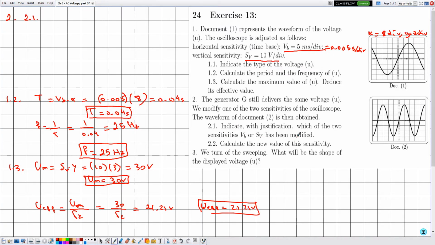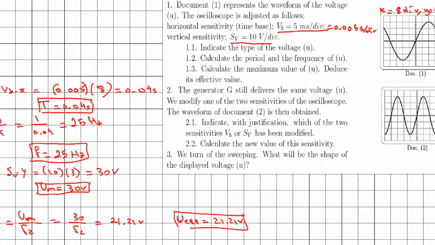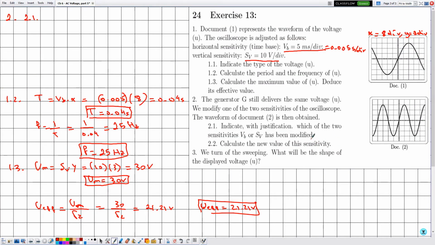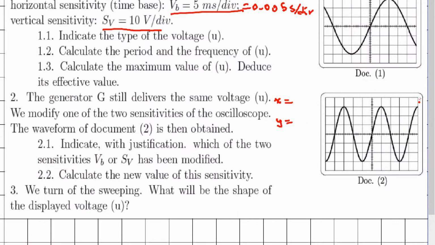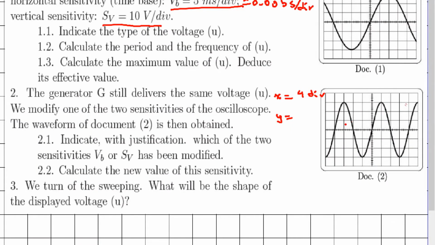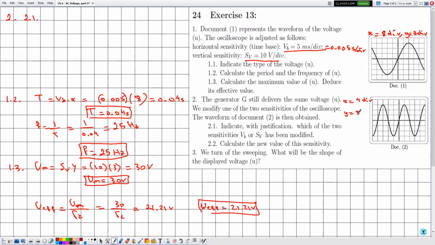Now in 2.1, indicate with a justification which of the two sensitivities VB or SV has been modified, which means has been changed. Before answering this question, as we have said previously, the trick in solving such exercises is to write the values of X and Y. Notice that in this case the value of X corresponding to two consecutive peaks is given by 1, 2, 3, 4. And the value of Y, which is the number of divisions from the center to the maximum point reached by the curve, is 3 divisions.